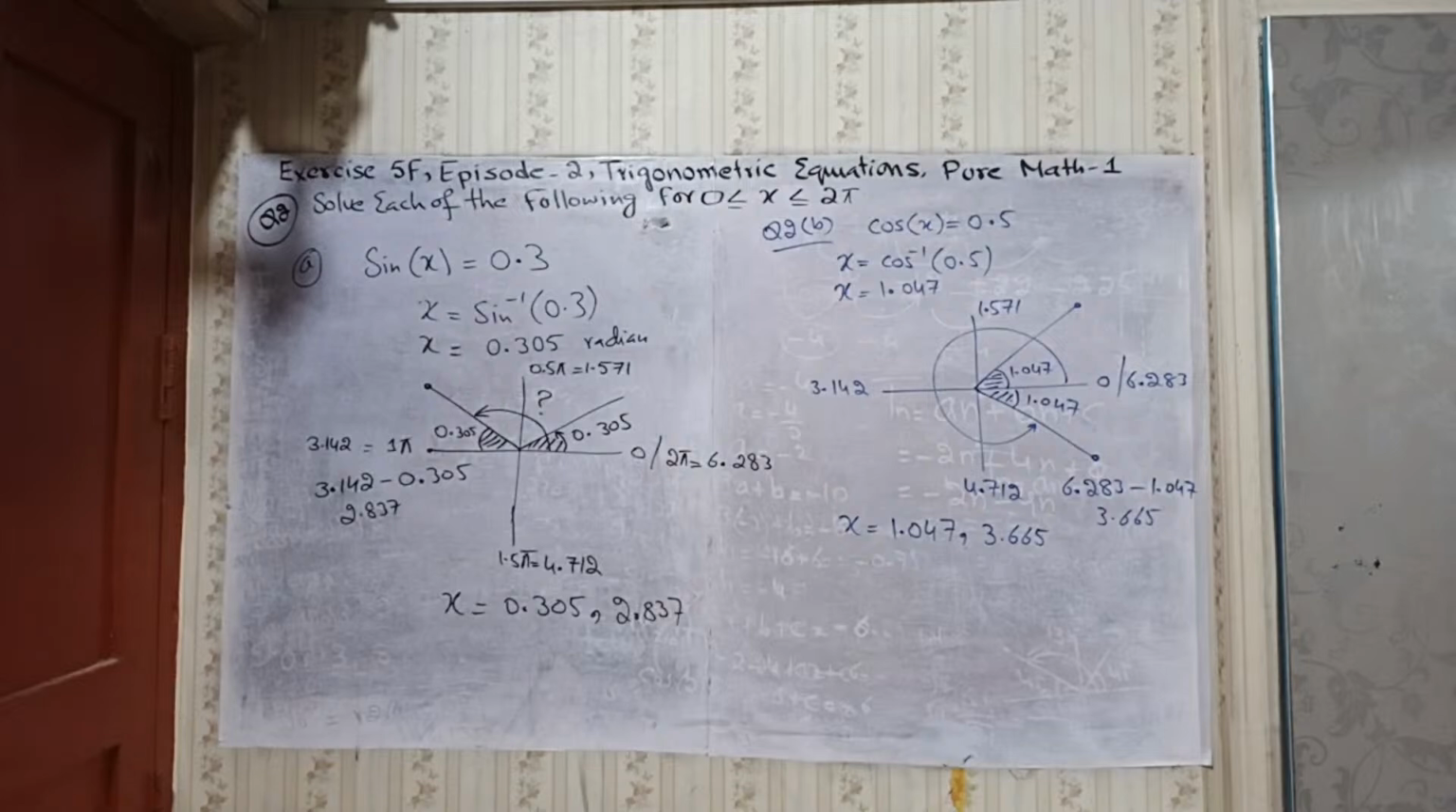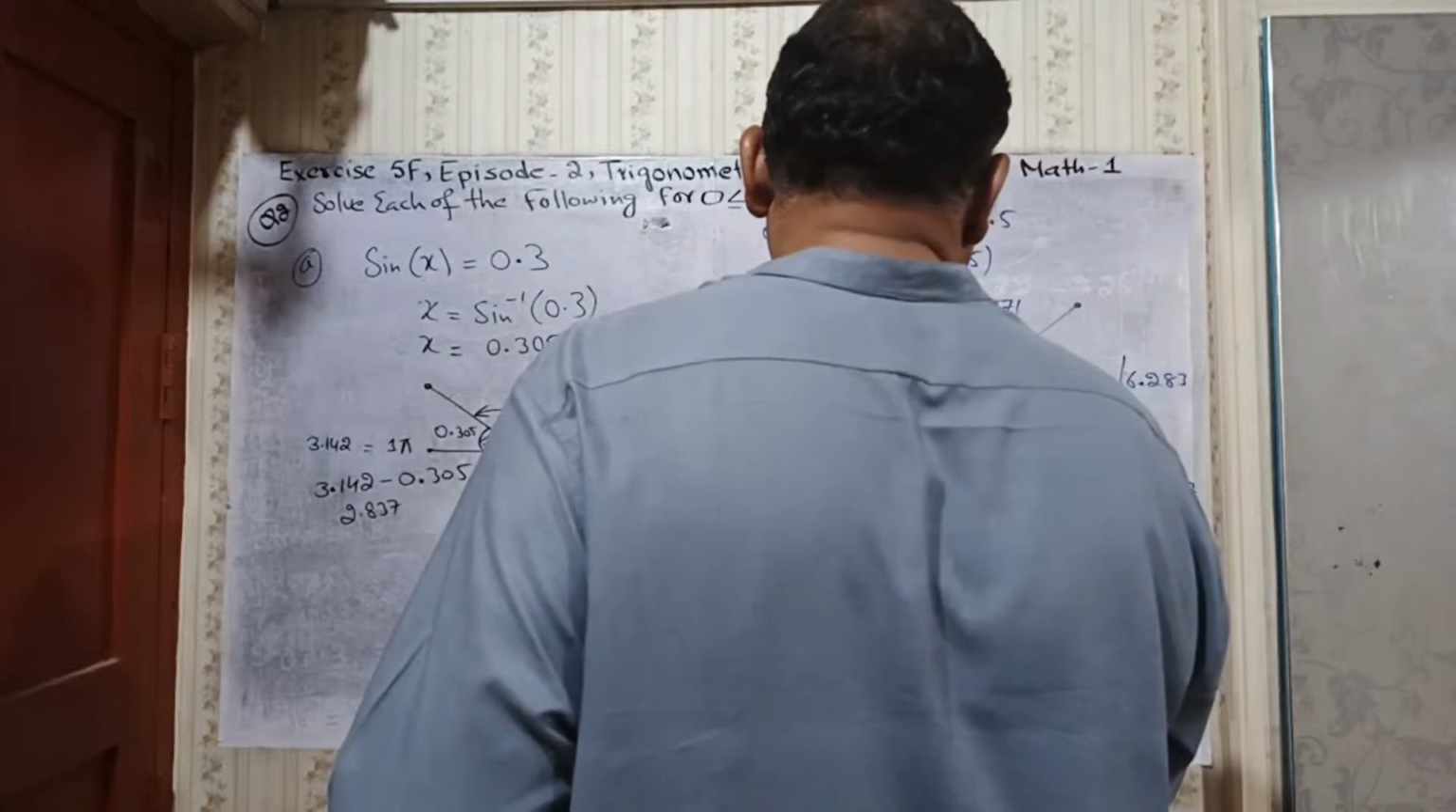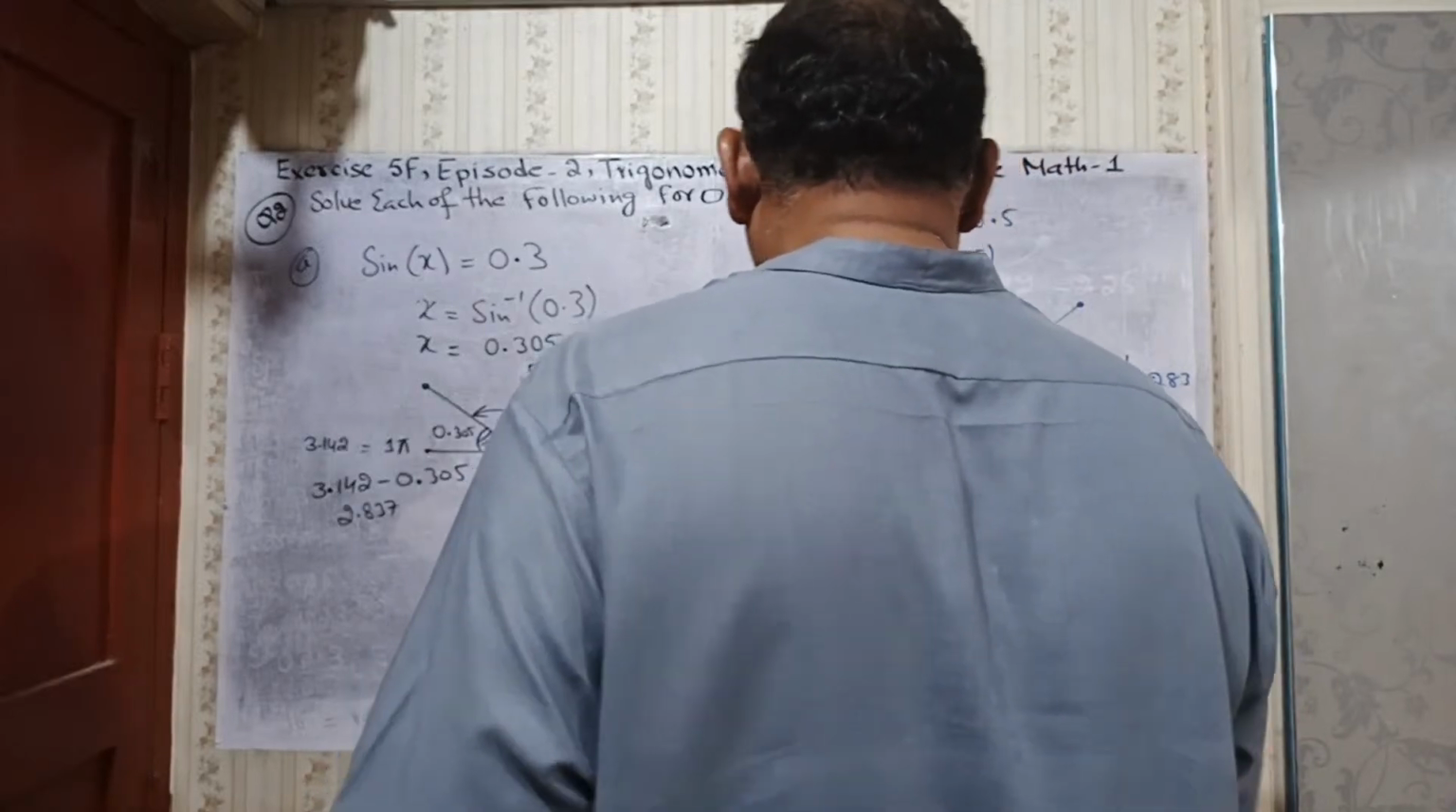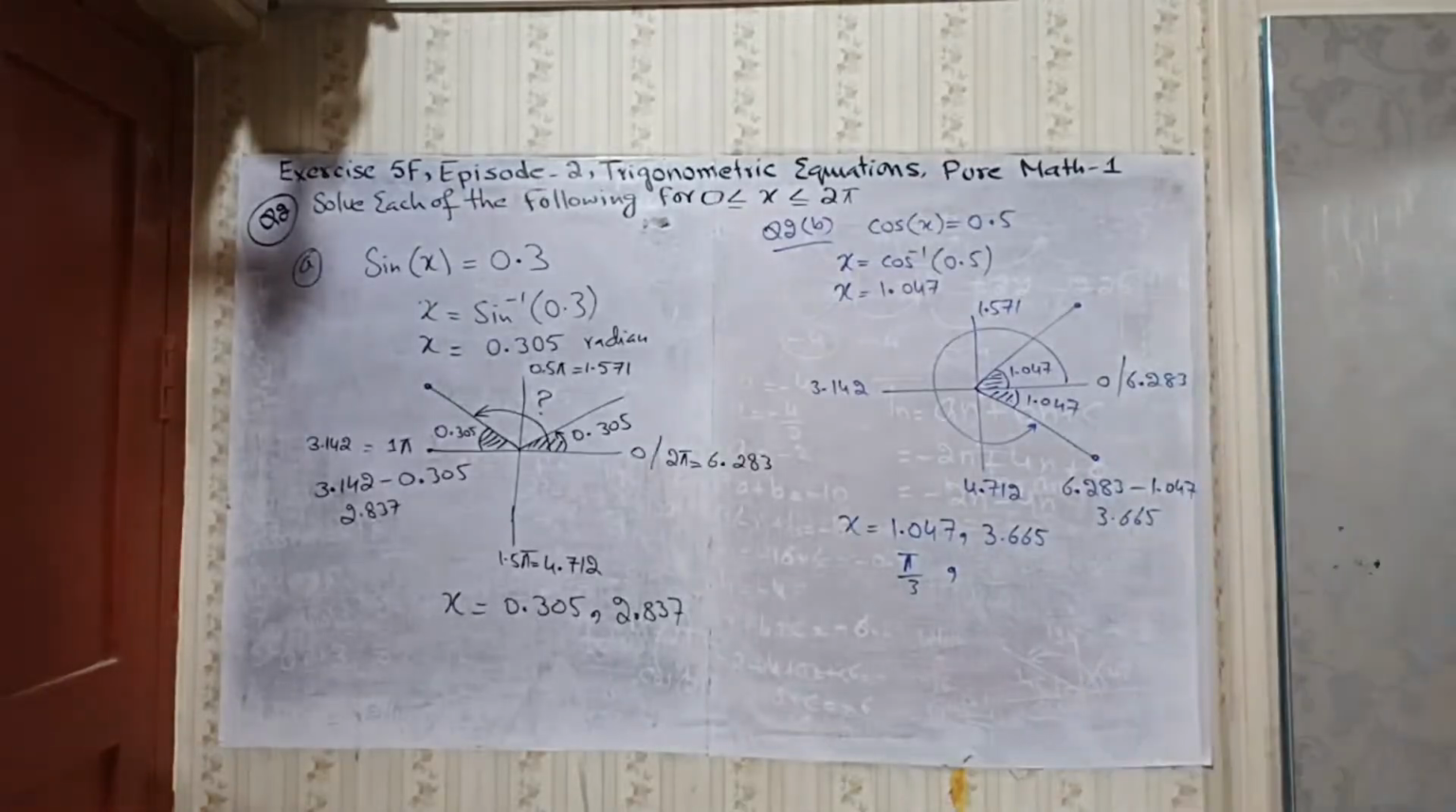Let me check the answer, sir. He says that for the B part, he wrote pi by 3 and 5 pi by 3. So let me check pi by 3. Pi divided by 3 is equal to 1.047. So that's right. Instead of writing decimals, he wrote pi by 3. If you convert pi by 3 into decimals, it will be 1.047. And he gave the other answer as 5 pi by 3.